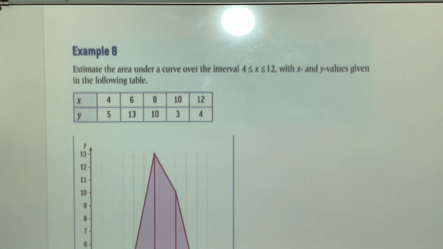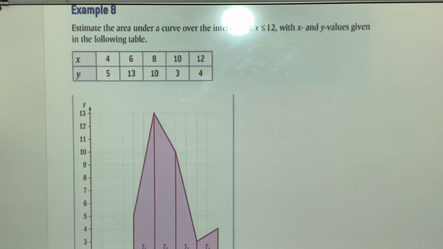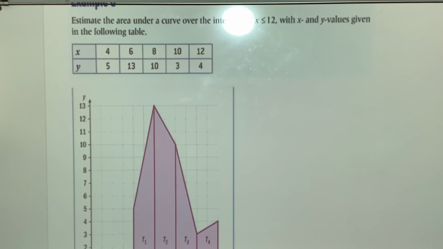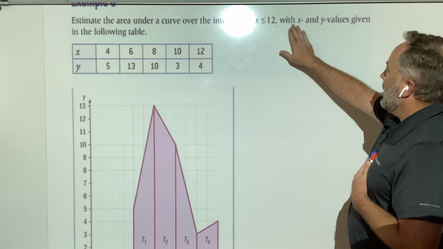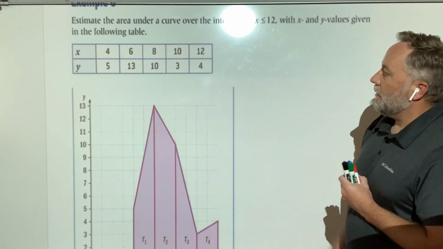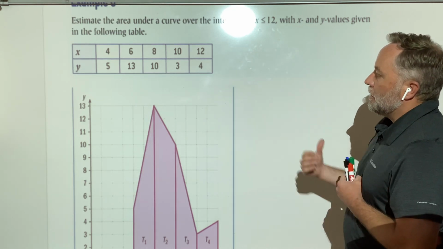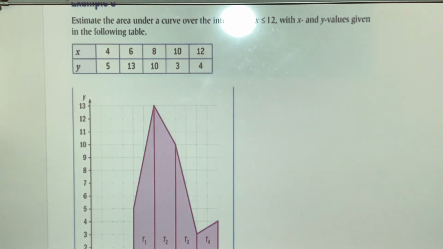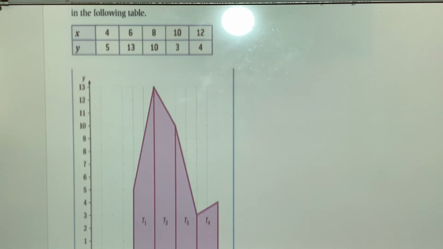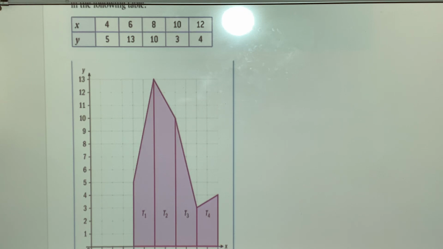Okay, so that formula looks like a lot, and it is, but let's try to apply it to what we see right here. So example 8 says, estimate the area under a curve over the interval from 4 to 12 with x and y values given in the following table. All right, so we're going to estimate this area given a table, not a function this time, but let's take a look at the graph that we show here.